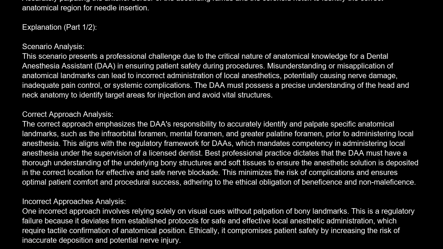Incorrect approach analysis. One incorrect approach involves relying solely on visual cues without palpation of bony landmarks. This is a regulatory failure because it deviates from established protocols for safe and effective local anesthetic administration, which require tactile confirmation of anatomical position. Ethically, it compromises patient safety by increasing the risk of inaccurate deposition and potential nerve injury.